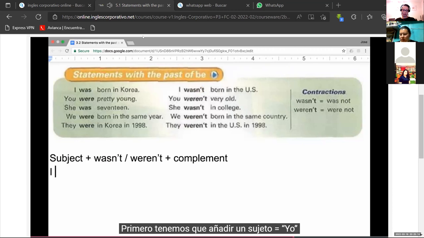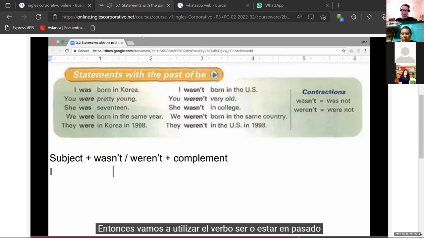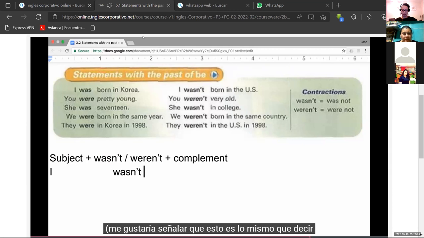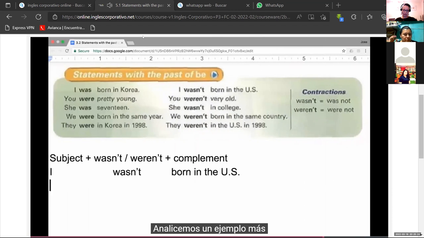First, we need to add a subject, I. Then we will use the verb to be in the past in its negative form, wasn't. I would like to point out that this is the same as saying was not, but we will typically use contractions. Finally, we include a complement, born in the US. Let's analyze one more example.